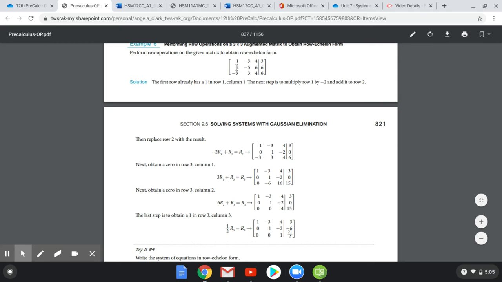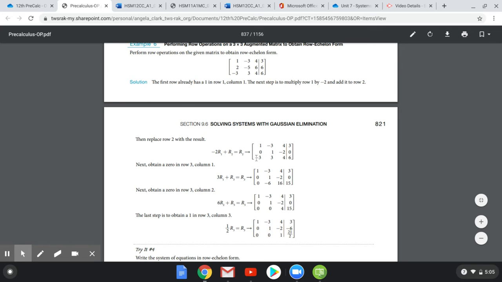And then we want to get a 0 here. So we're going to multiply the top row by -2, add it to the second row, and then put that in the second row. So that's what this says here. We would get -2 plus 2 is 0. Positive 6 plus 5 is 1. -8 plus 6 is -2. -6 plus 6 is 0. So that's how they got this row.